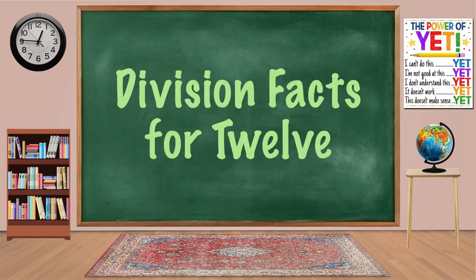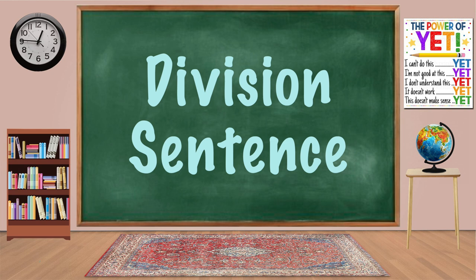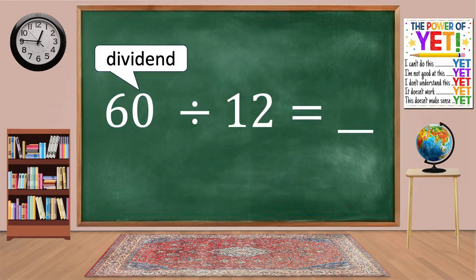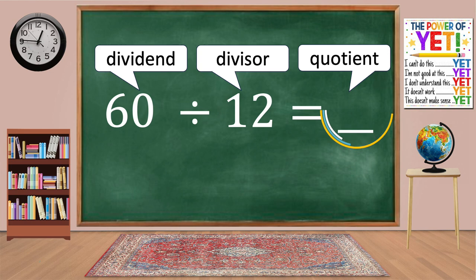But before we can do that, let's look at a division sentence. 60 divided by 12 equals blank. Let's see what the numbers in a division sentence are called. The number being divided is the dividend. The number that's divided into the dividend is the divisor. And the answer is the quotient.